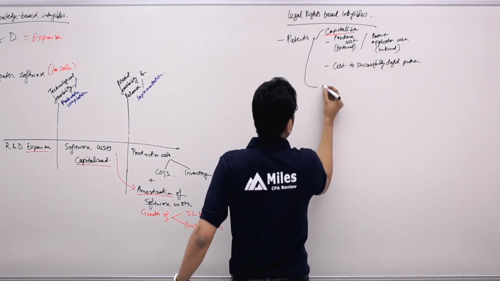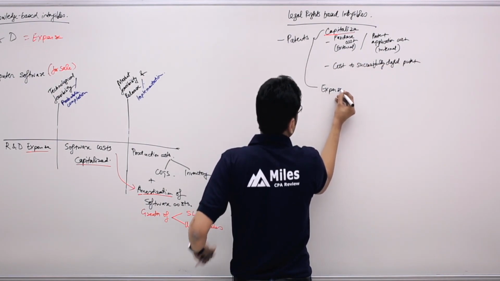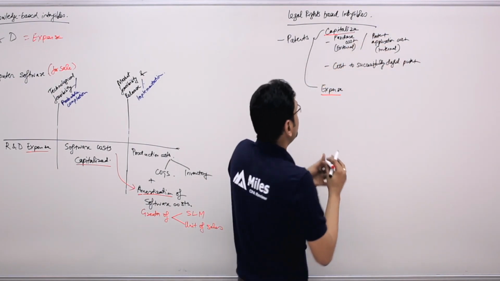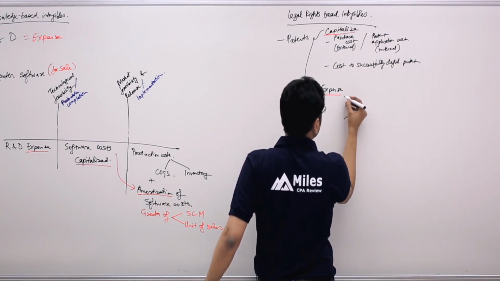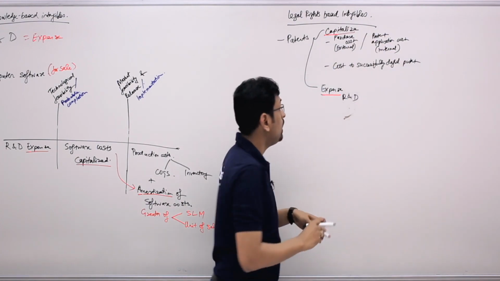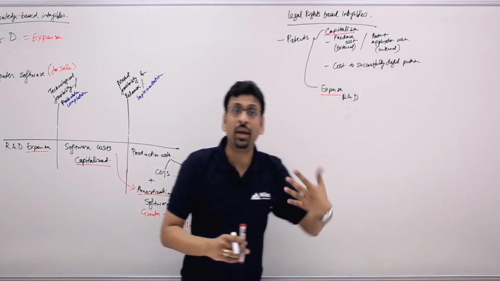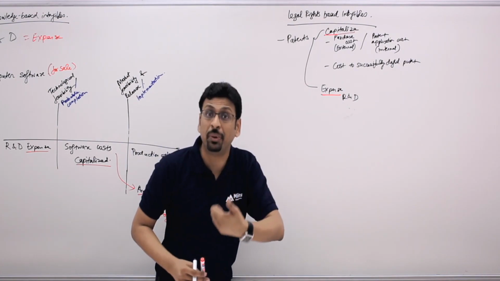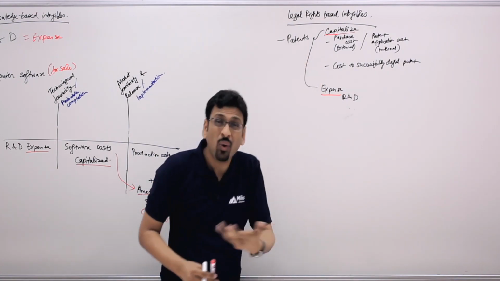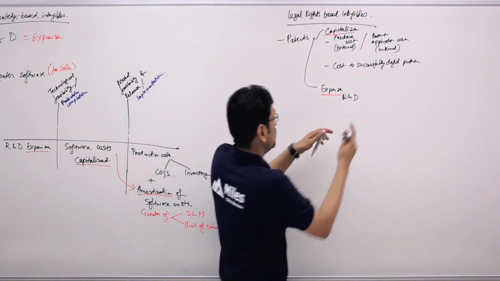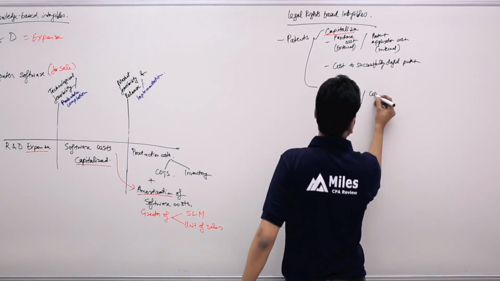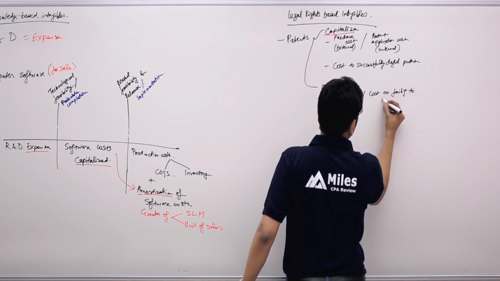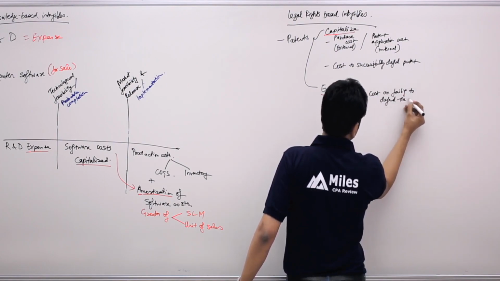What do you expense? As I told you, if it's internally developed, you have R&D, and that is something you expense. Let's say you're trying to defend your patent, but you failed to defend. That cost is expensed. It's not capitalized, because now it's no longer a patent. So failure cost, failing to defend the patent.